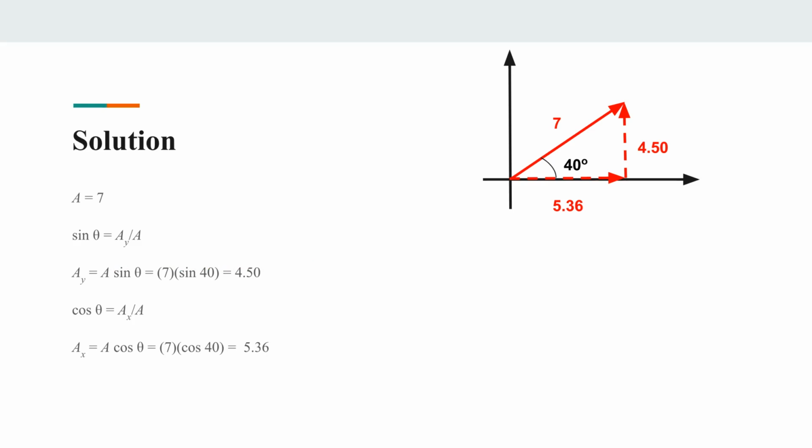Now cosine theta equals A sub x, or AX, divided by A. You multiply each side by A, and you get AX equals A cosine theta, which equals 7 times the cosine of 40, equals 5.36.